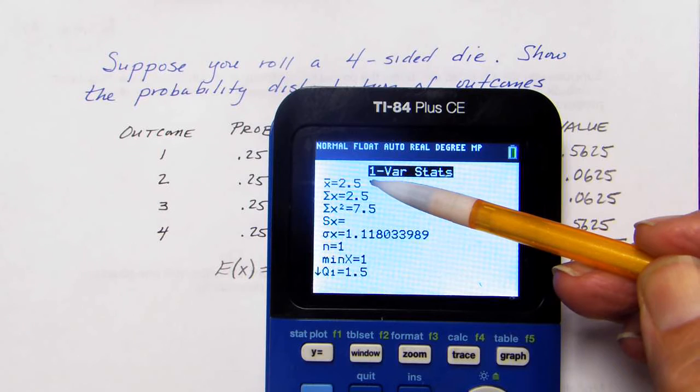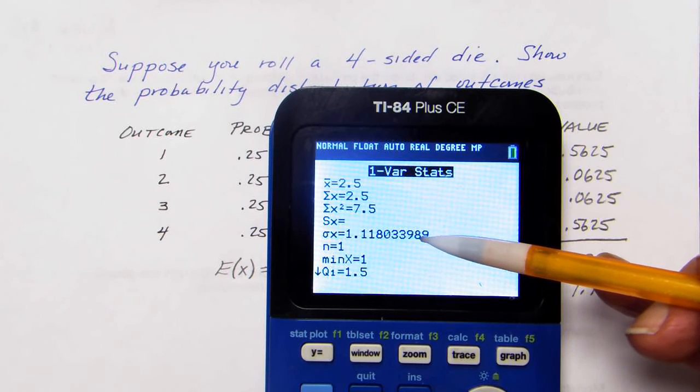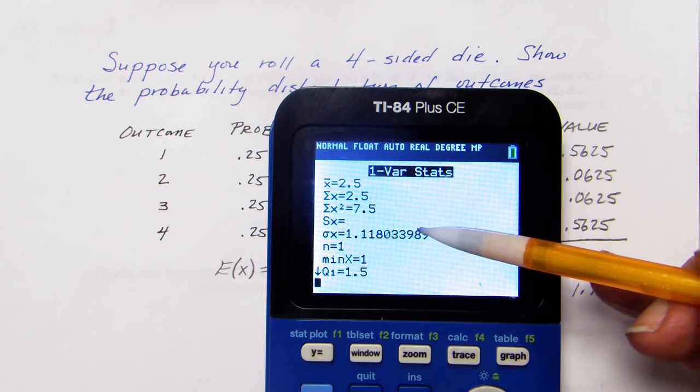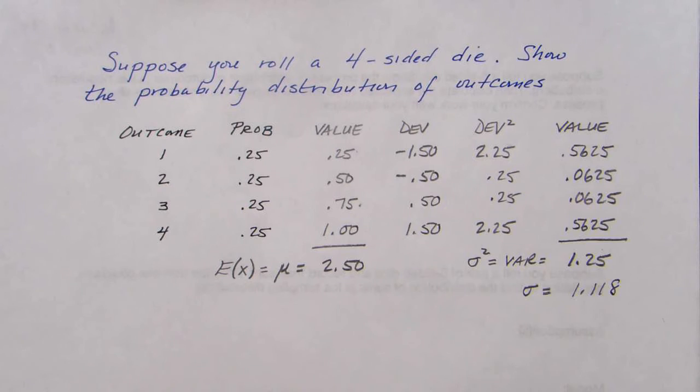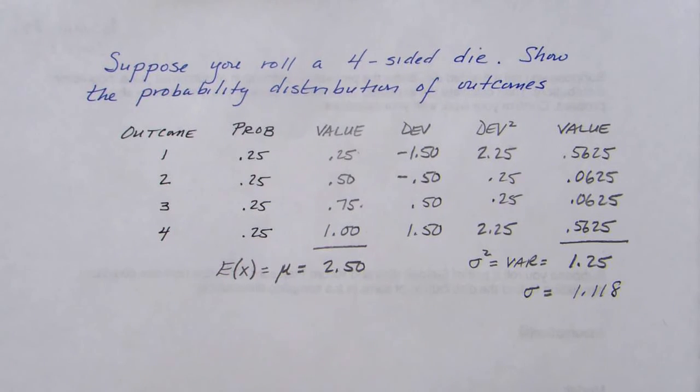So expected value 2.5, and then this would be the deviation. And of course, if you square that, then you would get the variance right here, 1.25. Okay, so that's one example.